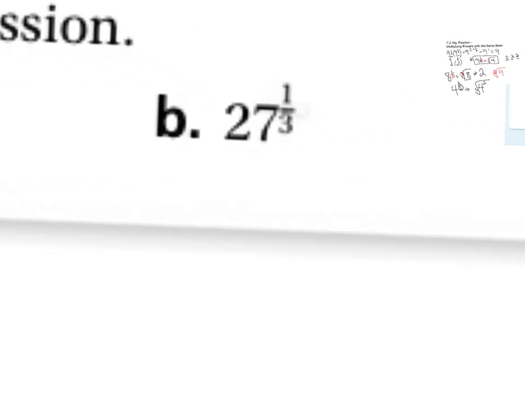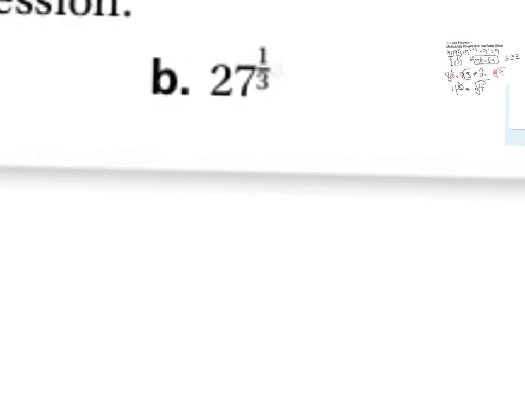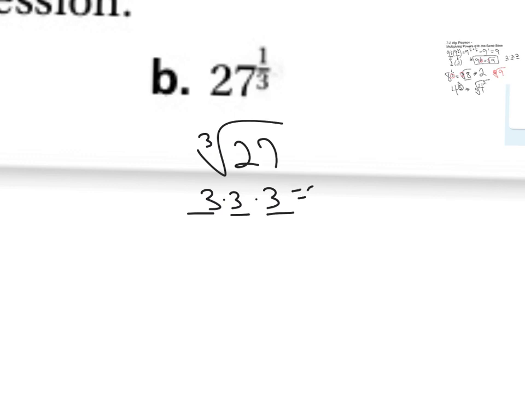Part B, we have 27 to the 1/3 power. So this would be like the cube root of 27. Cube root means we have 3 numbers times themselves that equals 27, and that ends up being 3. 3 times 3 times 3 equals 27, so our answer is 3.